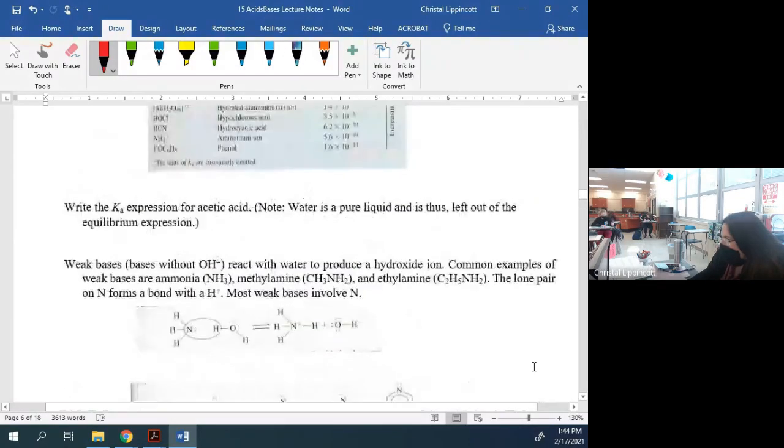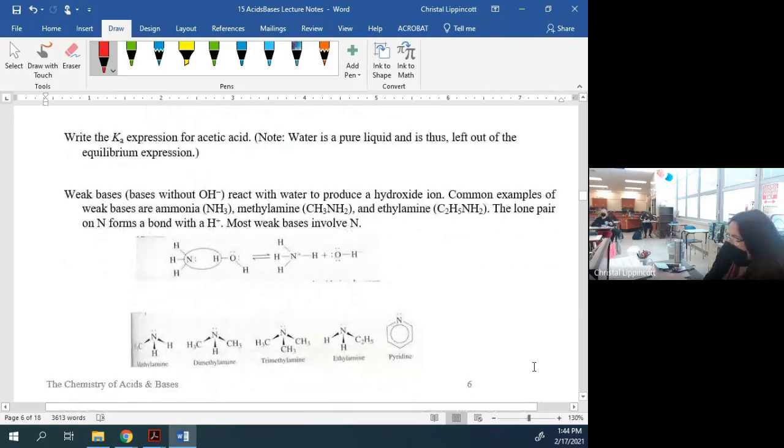So write the dissociation equation for acetic acid. Acetic acid is HC2H3O2. Write the dissociation reaction for that, and then write the Ka equilibrium expression. I don't want you calculating it. I just want you to show me the expression for it.